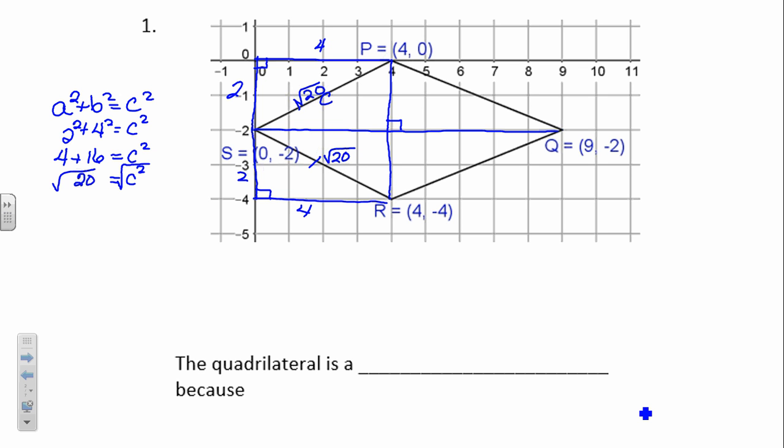Exactly. Or at least we can show that this is 2 and 4, right? And 2 squared plus 4 squared is still going to get us square root of 20. Okay? So let's do it. Yep, let's do it to the other side now.